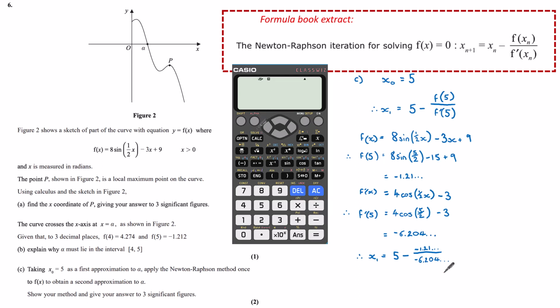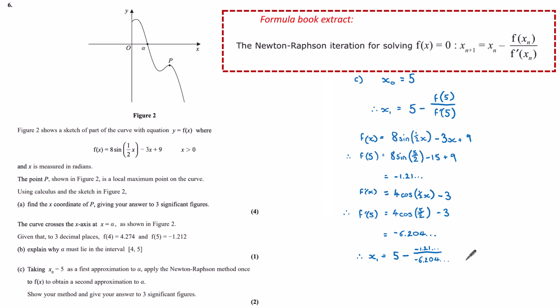So now back on the home screen on your calculator, we want to find 5 minus our A, to get this again we could go alpha A, divided by our B, alpha B, equals 4.804. And so our answer is 4.80 to 3 significant figures.